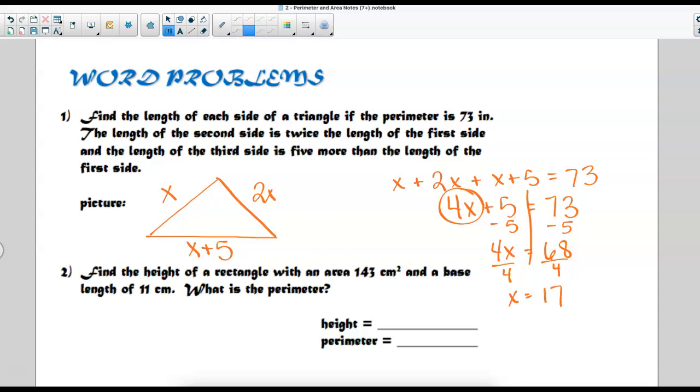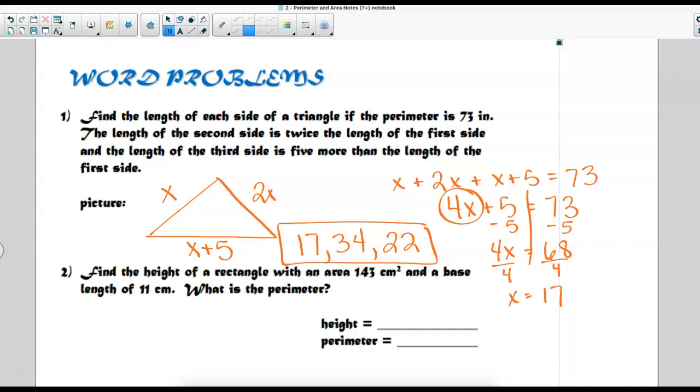So it says find the length of each side. So if one side is 17, that means this side is how much? 17 plus 17. Which is 34. And the third side is 17 plus 5, 22. So there's all 3 sides. That's hard. That was a lot to get there. Not impossible, but there.